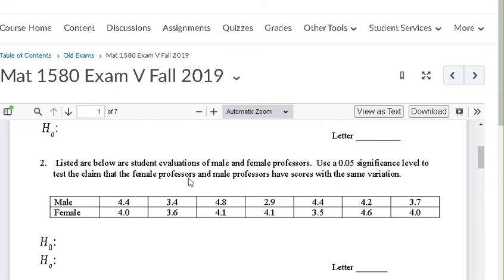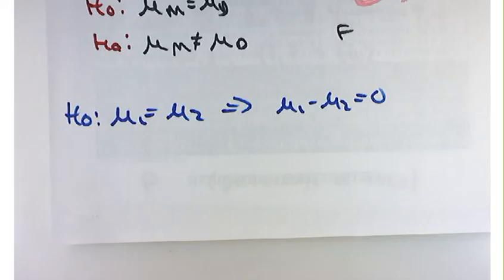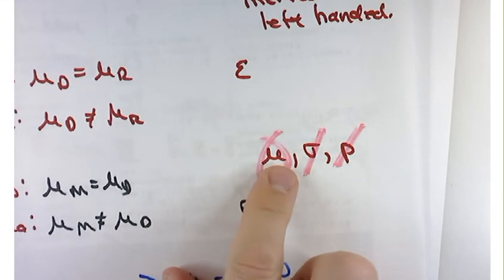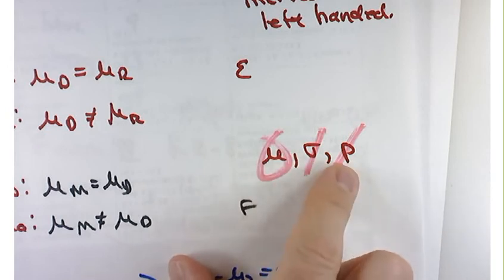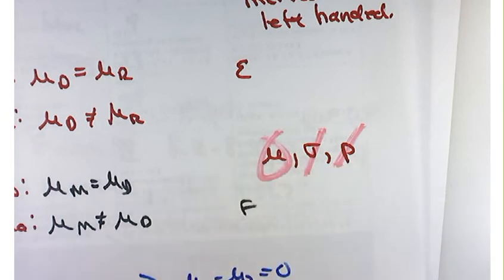2. What parameter are you testing? Remember, here are your choices: mu, sigma, and p. Which parameter are you testing? Sigma, absolutely. You're testing the variation, and that's what's described with sigma.